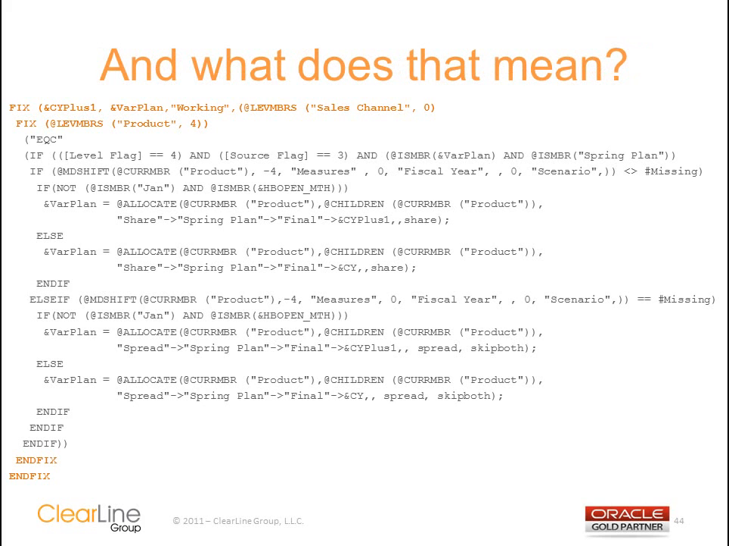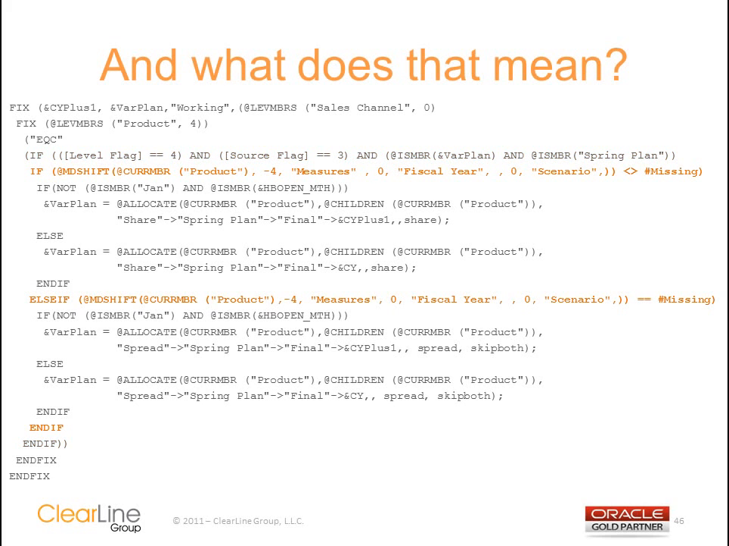The outer fix statement defines where the allocation is going to happen. The inner fix statement isolates the level of the allocation waterfall. The outer if statement checks the user input. If it's true, the allocation will run. If it's false, the allocation is skipped for this level of the waterfall.